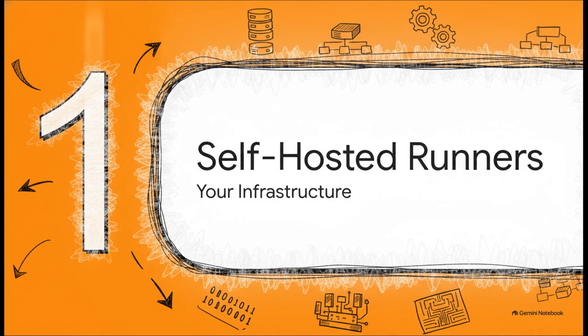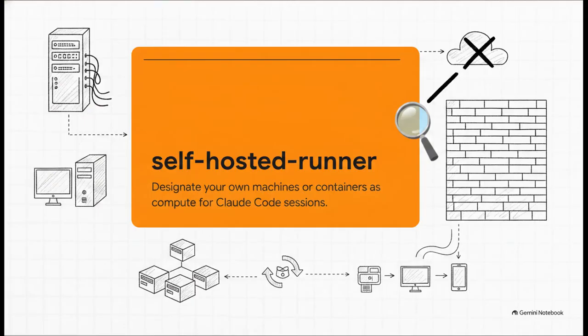Section 1. Introducing self-hosted runners. Your infrastructure, your rules. So this first major update addresses a massive infrastructure need, specifically for team and enterprise users. This is where organizations finally get to rewrite the rules of their deployments. The headline addition here is a brand new command, Claude Self-Hosted Runner. Basically, this lets users on team and enterprise plans designate their very own physical machines, virtual machines, or even Docker containers to be the actual compute engine running their Claude Code sessions.